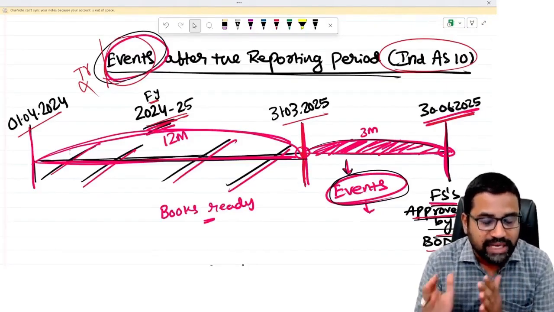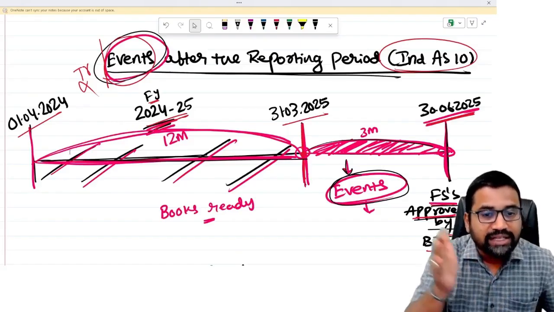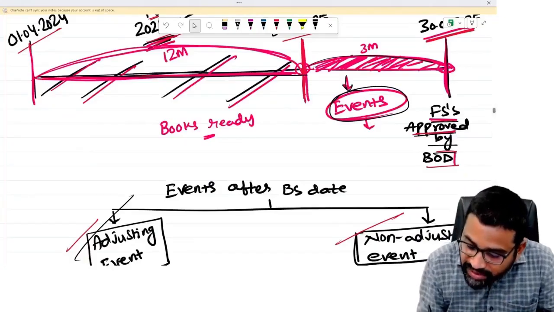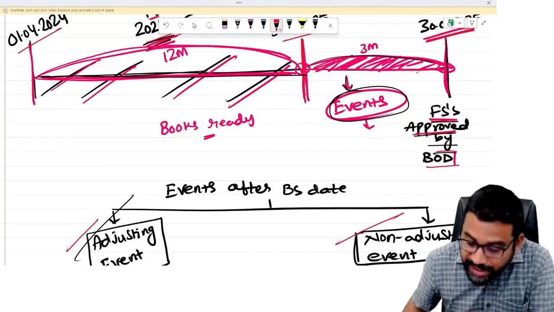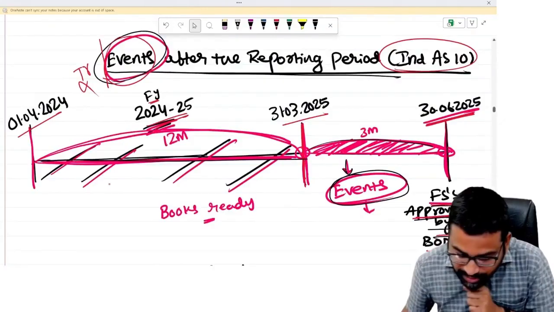events occurring after the balance sheet date. Simple. Any event which occurred between the balance sheet date and the approval of the financial statements by the Board of Directors. Within this gap, within this period is called events occurring after the balance sheet date. Okay, this is the period. Events occurring after the balance sheet date means only in this period we need to consider.